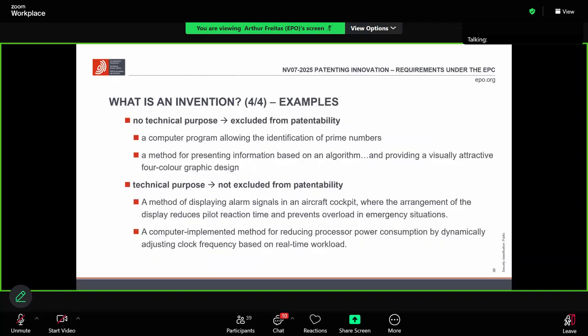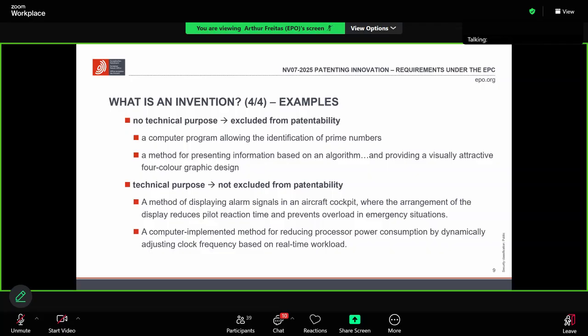On the other hand, if you have a computer program for reducing processor power consumption, let's say by dynamically adjusting clock frequency based on real-time workload. So imagine you have a program running on your computer that detects whether or not you really need that computing power. Say you're just editing a PowerPoint presentation or reading email, the program realizes you don't need so much power. So what it does is slow down, and the user won't notice, right? It lowers the clock frequency.